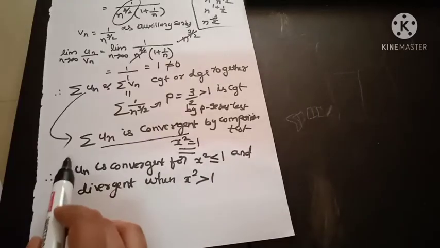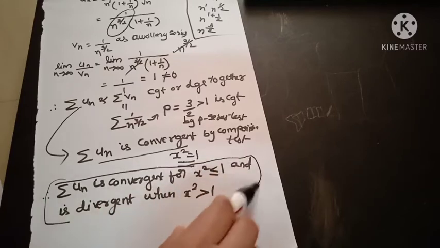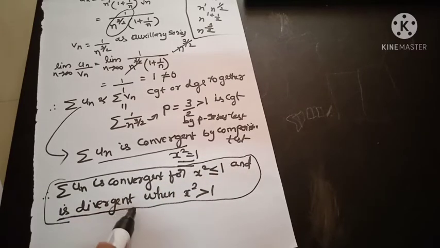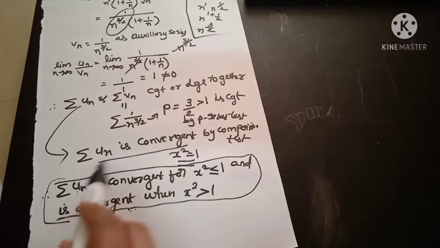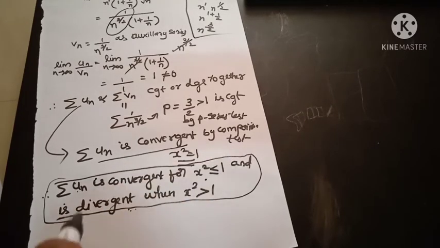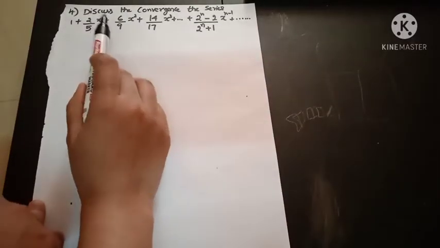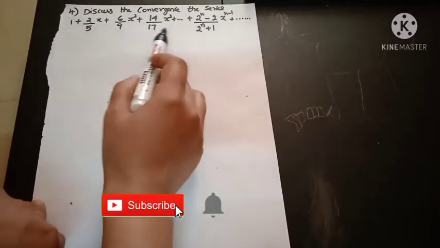So writing the conclusion is very important. This sentence carries 2 marks. So write: series un is convergent for x square less than or equal to 1 and is divergent when x square is greater than 1. Problem: discuss the convergence of this series.